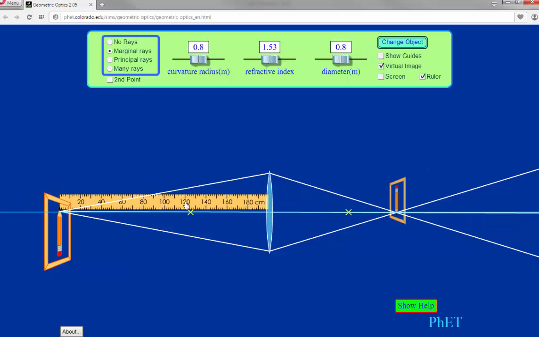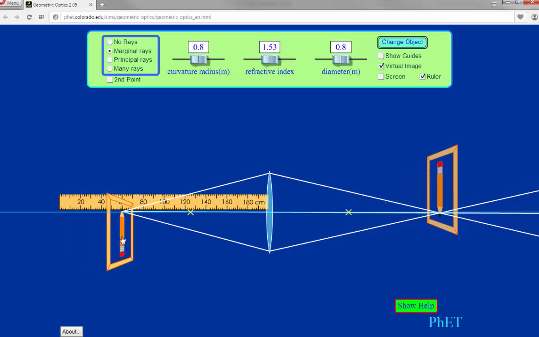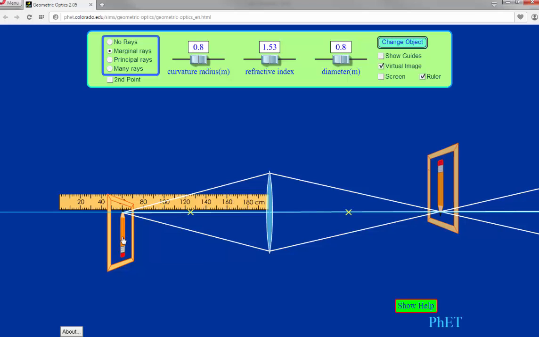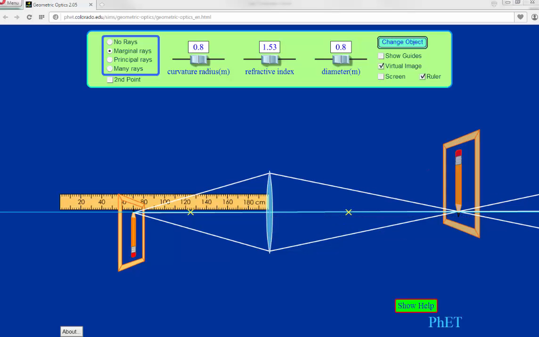So let's put this guy over here. We'll move this guy to the 140 centimeter mark, which is roughly there. And let's see, where is the image being formed? You notice that it's now farther away. So in fact, it looks like it is touching about midway, maybe closer to this one than this one. It's 160, call it 163 centimeters.